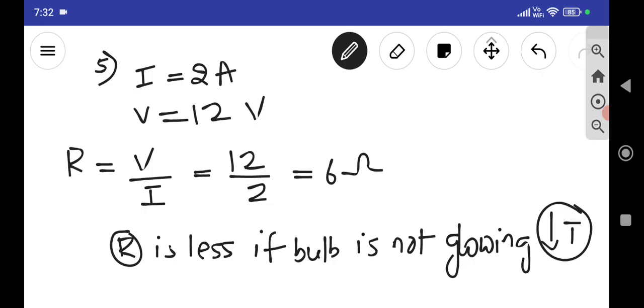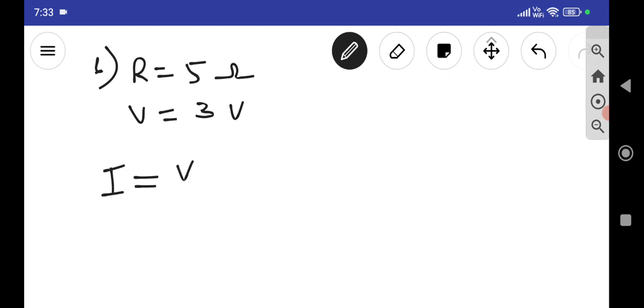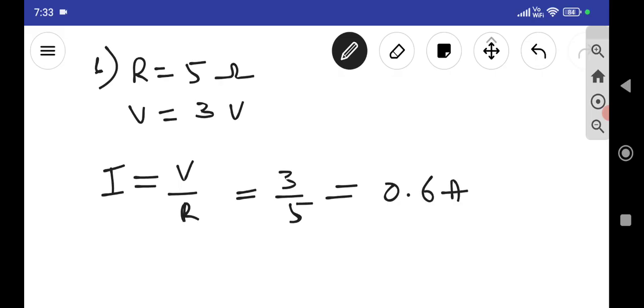Now in question number 6, first write down what is given. Resistance is given as 5 ohm, voltage is 3 volts. Now they are asking to calculate the current. So I is equal to V by R, which is equal to 3 by 5. So we get 0.6 ampere. So very simple. Question number 7.